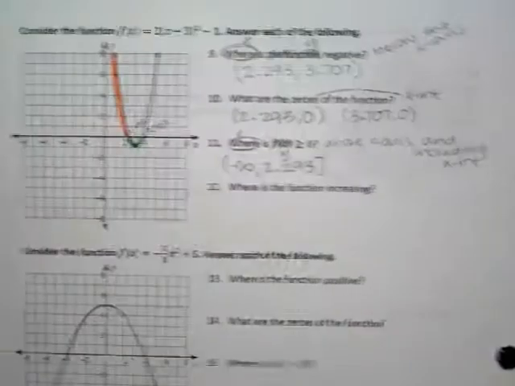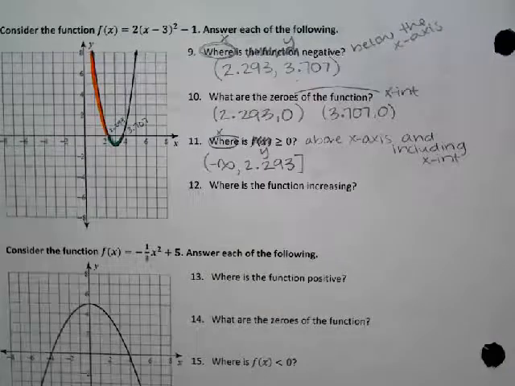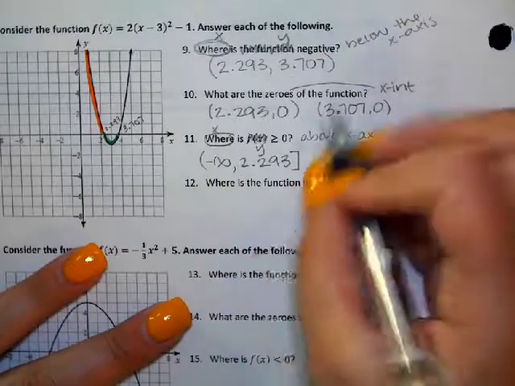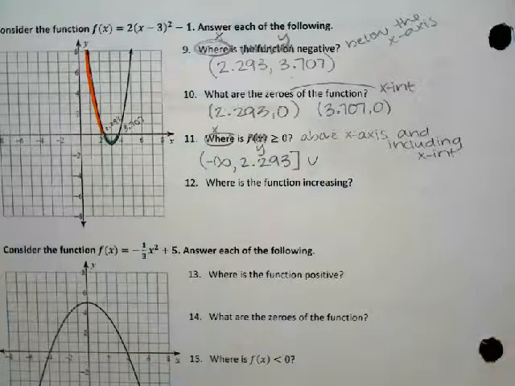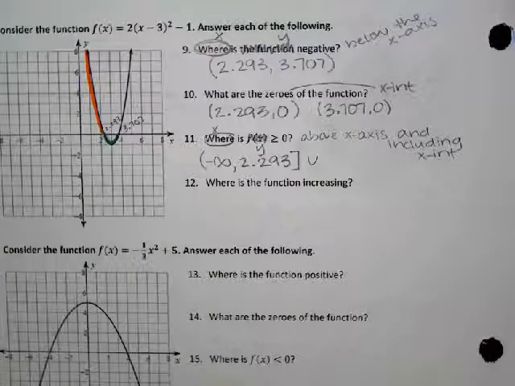Now, anytime I have more than one answer, because I'm not done yet, right? There's another piece that's above the x-axis. Anytime I have more than one answer, I put a U between them. The U means union. It means that I can't just put one answer or another. I need both of them at the same time to be completely accurate. That's what that means.